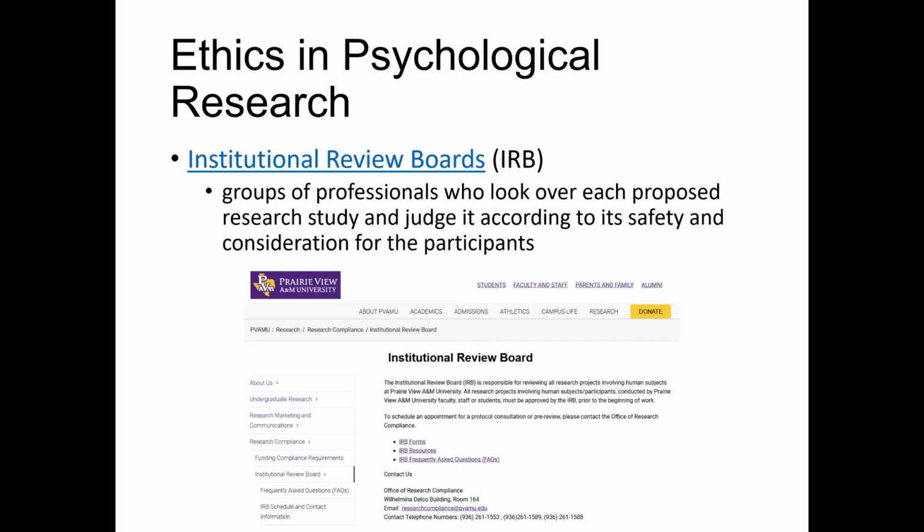So when conducting a research study that involves human participants, researchers need to get approval from the IRB, the Institutional Review Board. In university settings, there is an IRB in probably every institution where they do research. The members of the IRB are a group of professionals who make sure that the research is being conducted in an ethical manner.